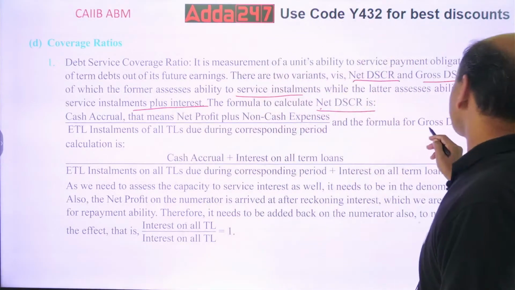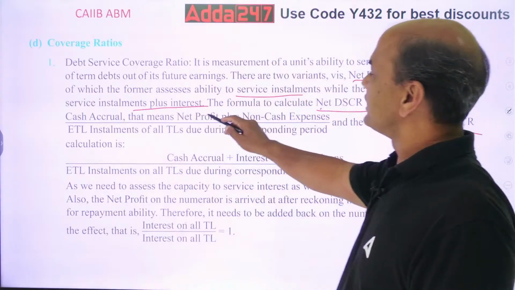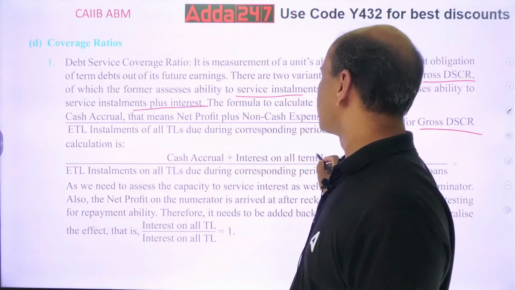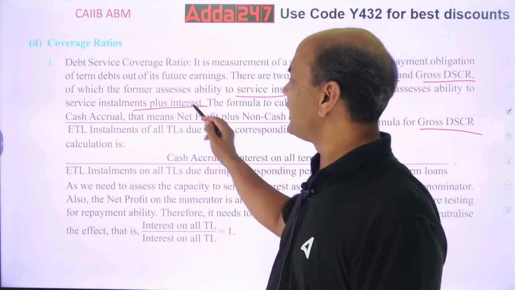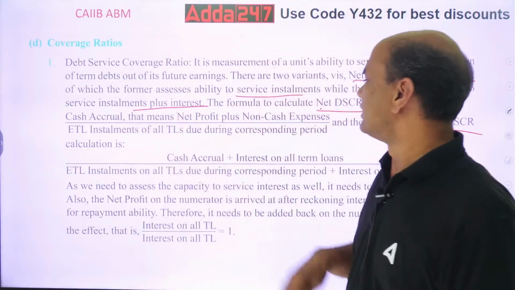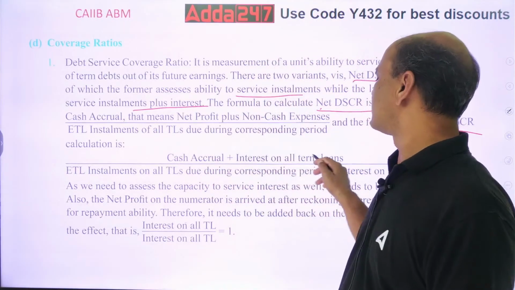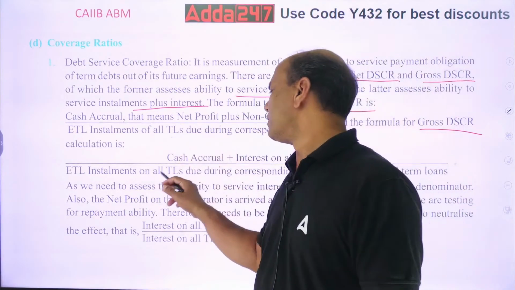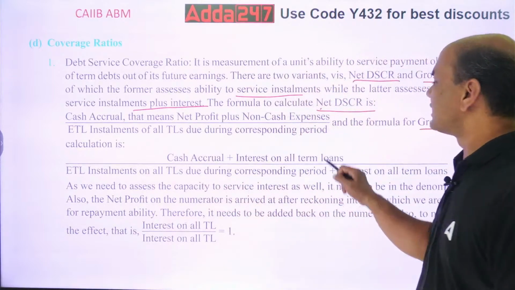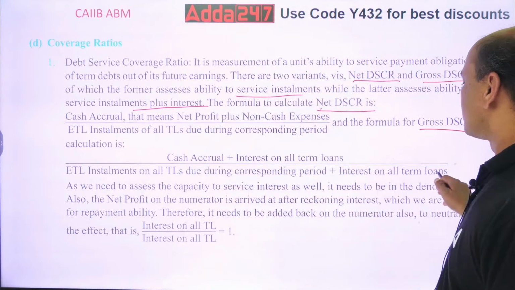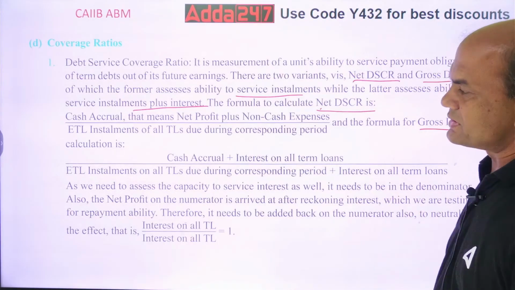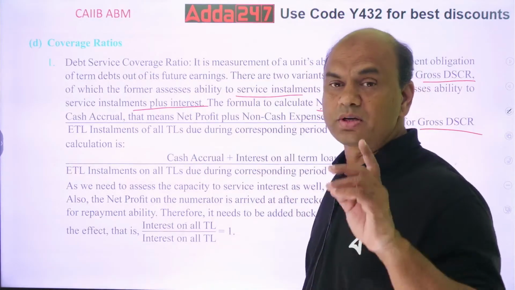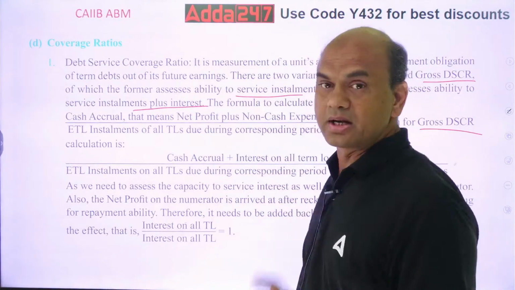And the formula for gross DSCR is cash accrual. See, here it was only cash accrual. Here, cash accrual plus interest on all term loans. So net is only cash accrual, and gross means cash accrual plus interest on all term loans, upon ETL on all the term loans during the corresponding period, plus again, interest on all term loans comes over here. So gross DSCR will include interest on all term loans, not net.